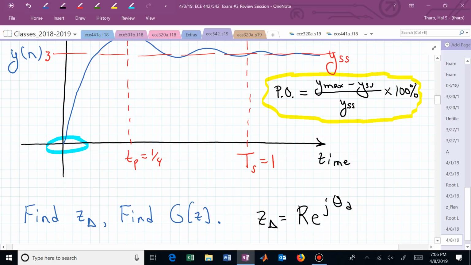peak time, settling time, percent overshoot, that should give rise to Z delta, and then you can plug that in for these values of R e to the j theta sub d to get the denominator in G of Z, and you may just then say, oh, my numerator of G of Z, I'm assuming, is a constant with a 0 at the origin.